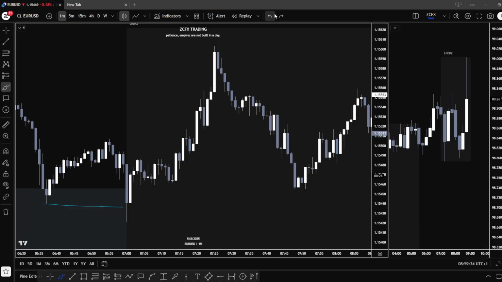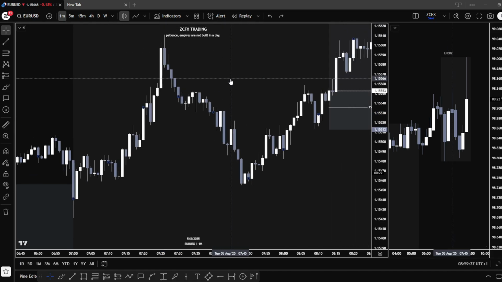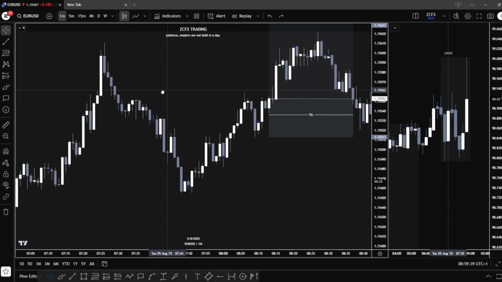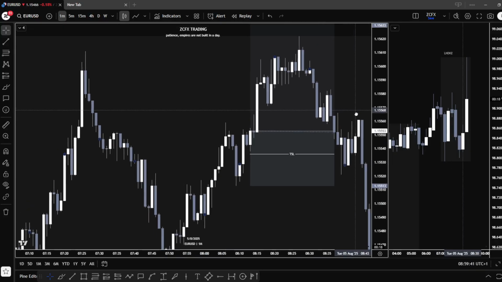That's the only type of entry. Okay, and you don't want to be entering off this next available BRC because it's just not really, it's just too big.